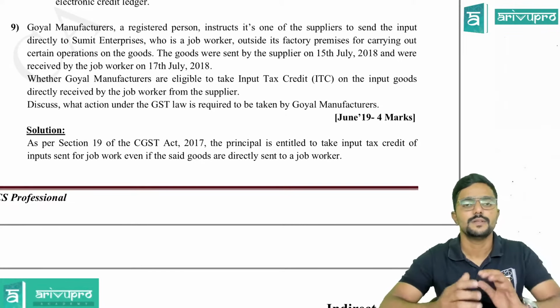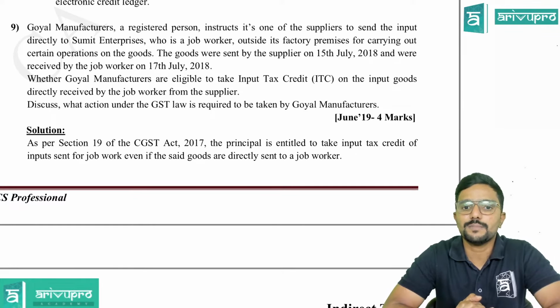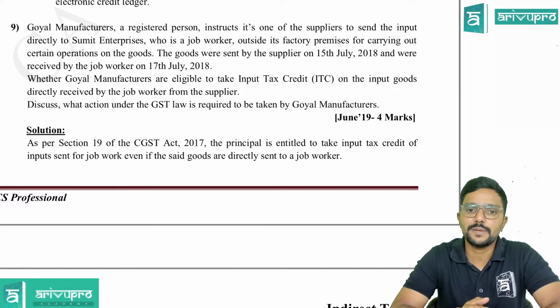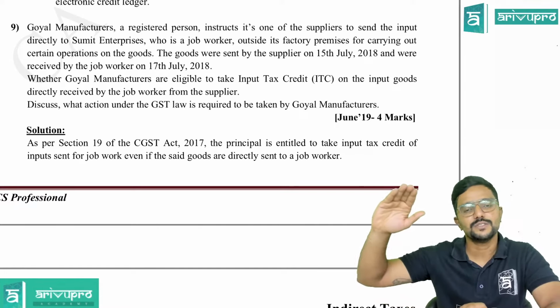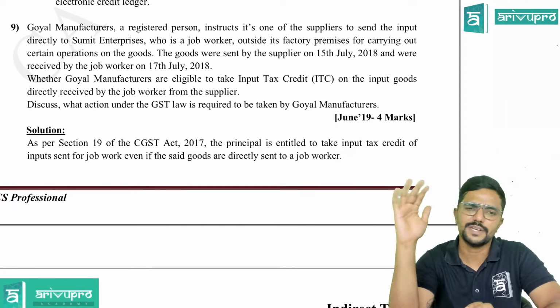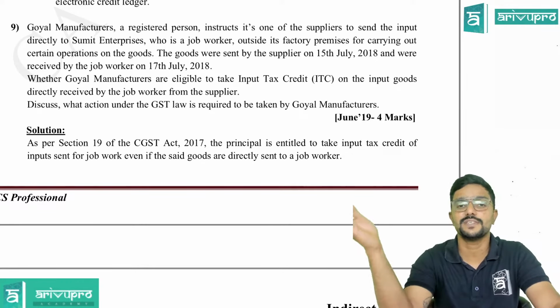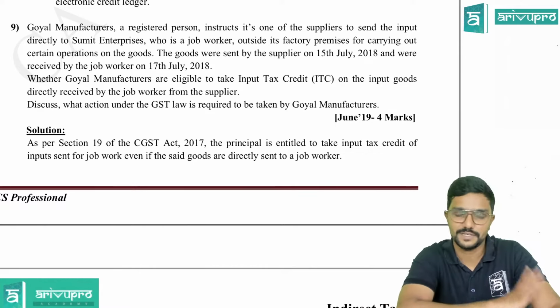Yeah. Let me read the 9th one. Goyal Manufacturers, a registered person, instructs one of its suppliers to send the input directly to Sumit Enterprises, who is a job worker, outside its factory premises for carrying out certain operations on the goods. So Sumit Enterprises is a job worker who is doing the job work outside his operations. No problem. It can be sent outside also without paying tax. But we should make sure that the principal is receiving the goods within 1 year, or he should supply from the job worker's place within 1 year.